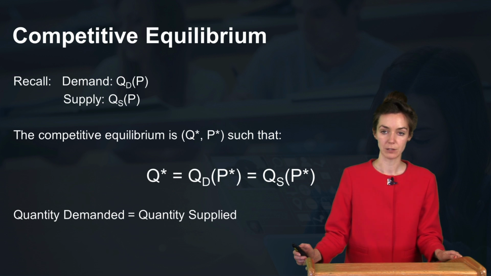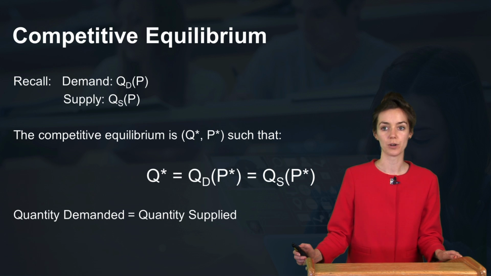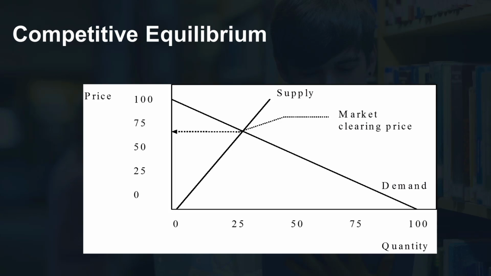And what is a competitive equilibrium? Well, it's a specific quantity Q and a specific price P such that our supply and demand are equal. So graphically, we can visualize this. We have our upward sloping supply curve and our downward sloping demand curve, and we have a point of intersection. This is where the quantity supplied equals the quantity demanded. And the price associated with this intersection point is called the market clearing price.